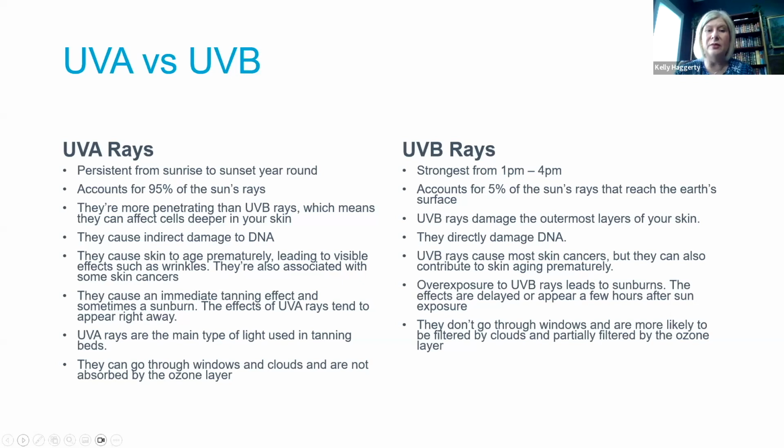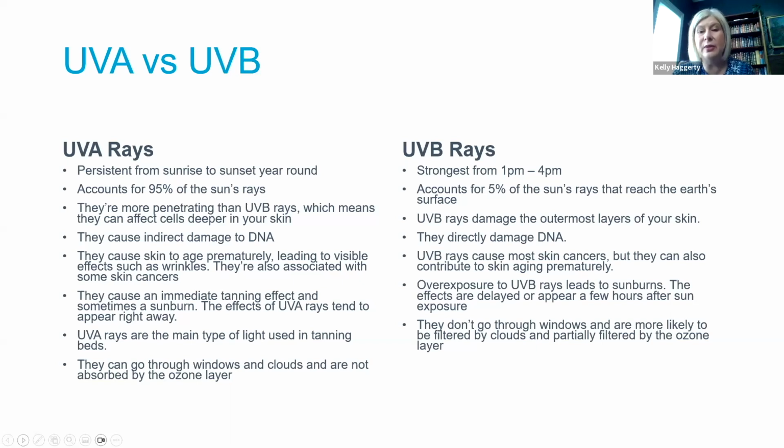UVA rays are persistent from sunrise to sunset year-round, and they account for 95% of the sun's rays. They're more penetrating than UVB rays, which means they can affect cells deeper in your skin. They cause indirect damage to DNA, and they cause skin to age prematurely, leading to visible effects such as wrinkles. They're also associated with some skin cancers. UVA rays cause an immediate tanning effect and sometimes a sunburn. The effects of UVA rays tend to appear right away. UVA rays are the main type of light used in tanning beds, and they can go through windows and clouds, and they are not absorbed by the ozone layer.